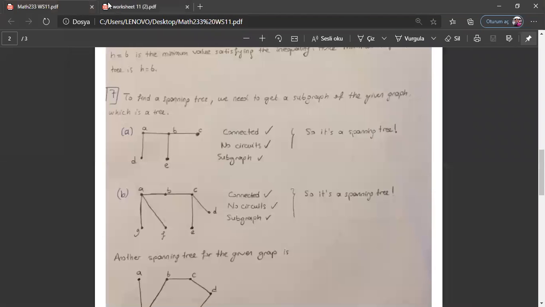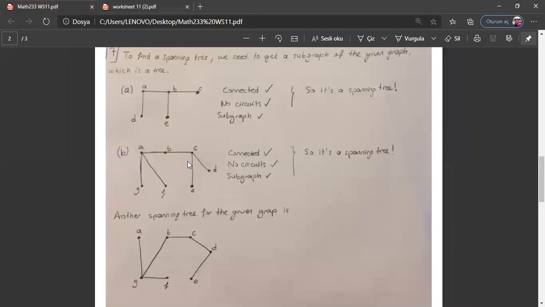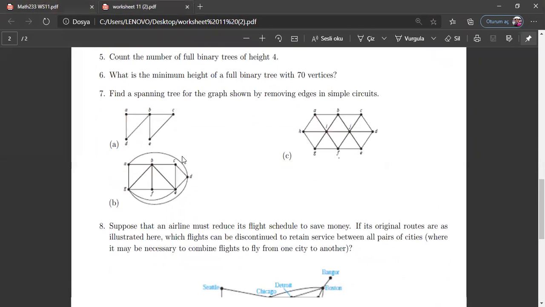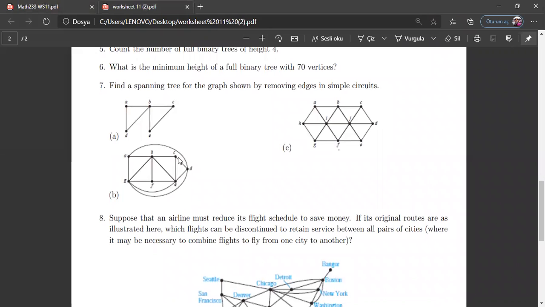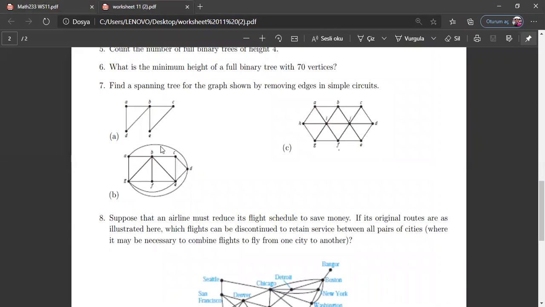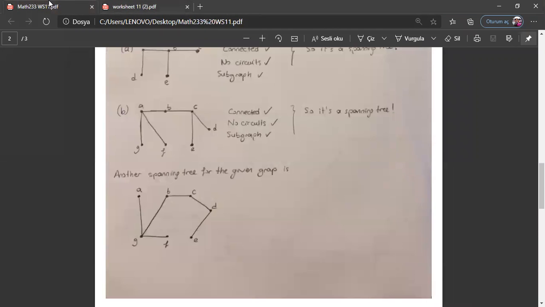And another one is for B. So here we have, we had before this one. We removed some of the edges and got this tree. It is again connected. There is no circuit. It's a subgraph, right, of the given graph, right, of this. We have the same edges, right?